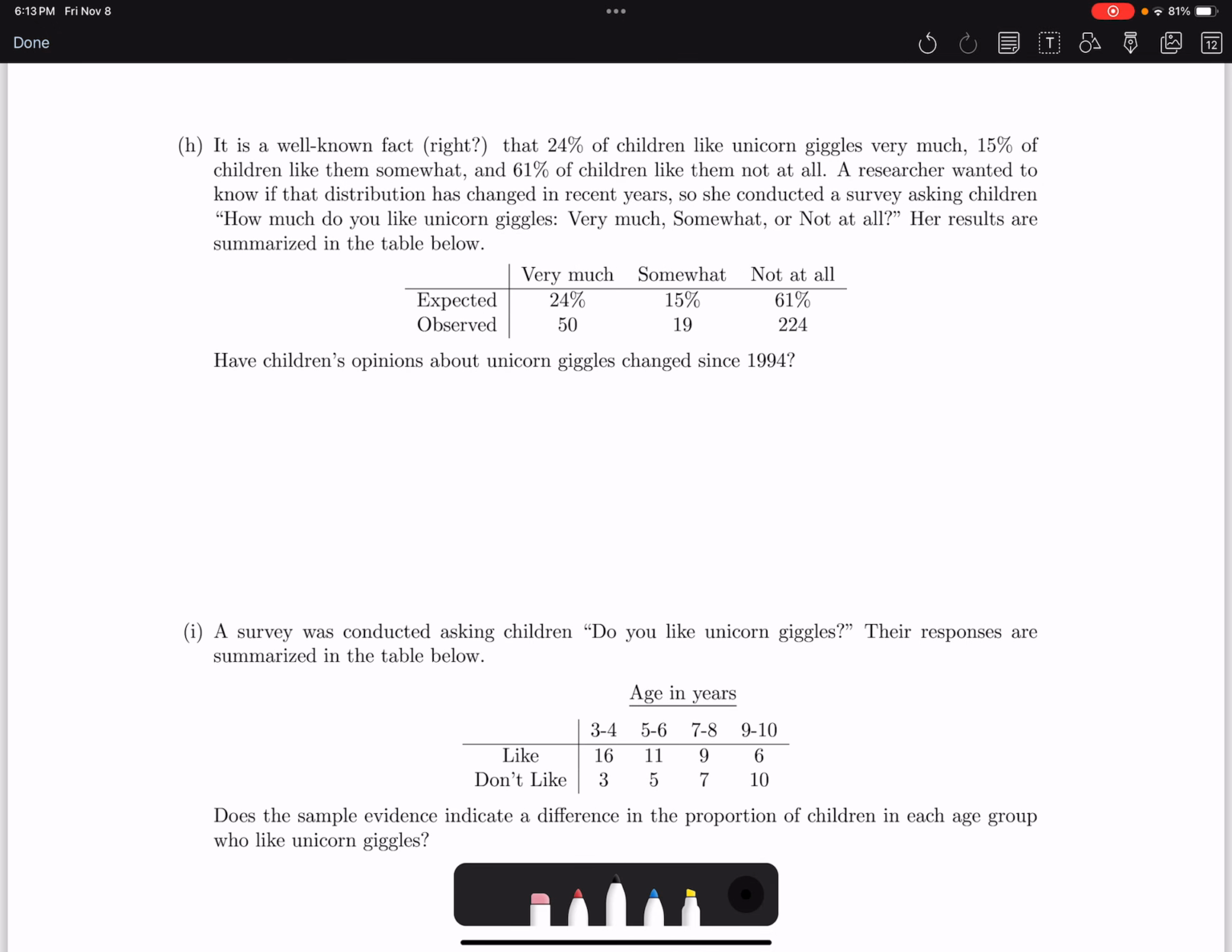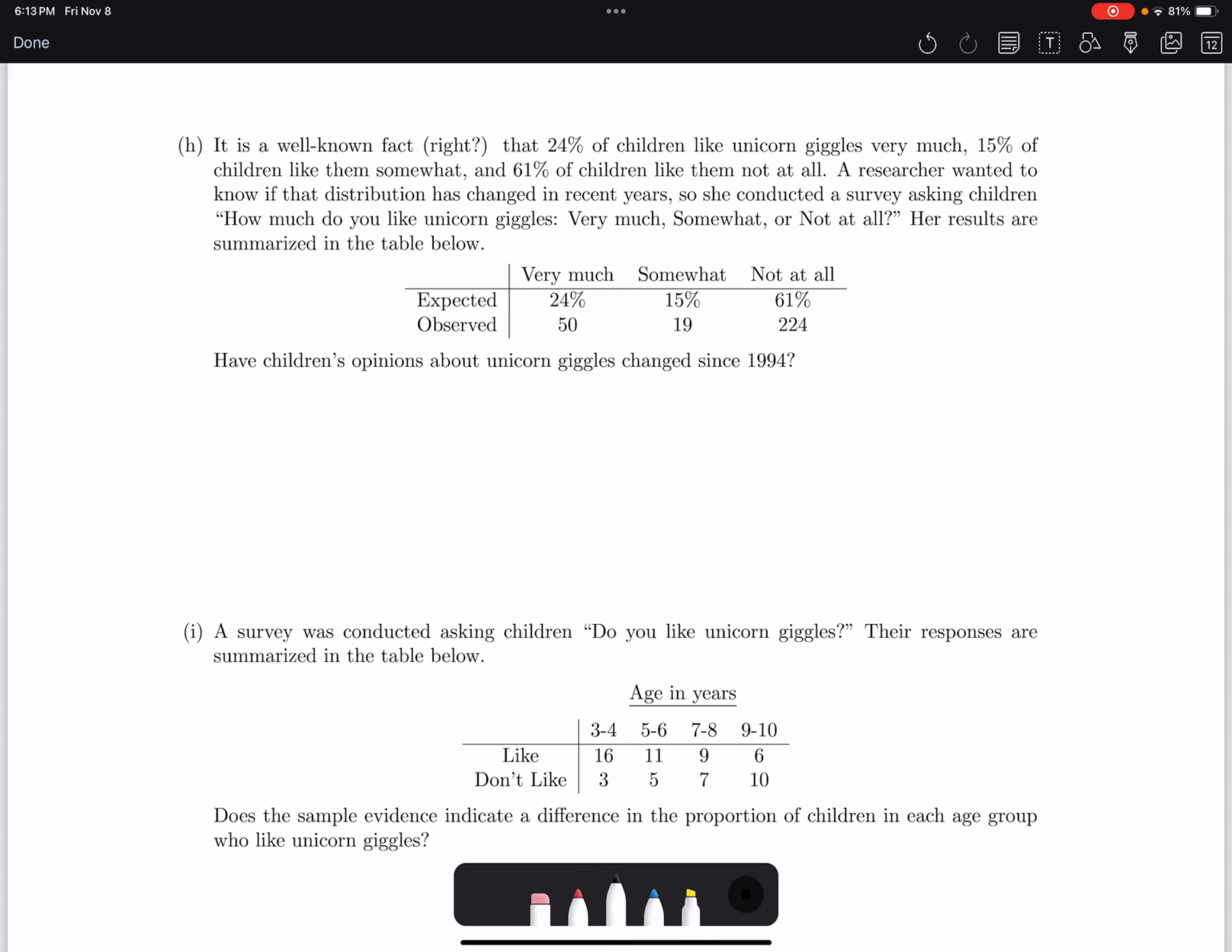It is a well-known fact, of course, that 24% of children like unicorn giggles very much, 15% of children like them somewhat, and 61% of children like them not at all. A researcher wanted to know if that distribution has changed in recent years, so she conducted a survey asking children, how much do you like unicorn giggles? Very much, somewhat, or not at all? Her results are summarized in the table below.